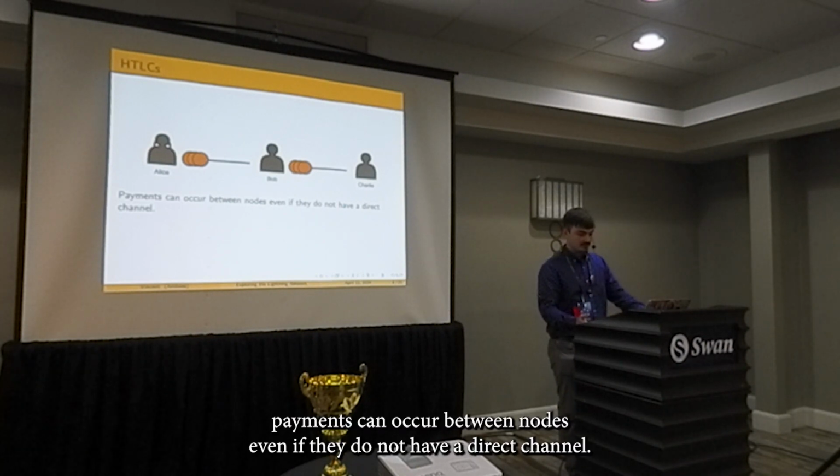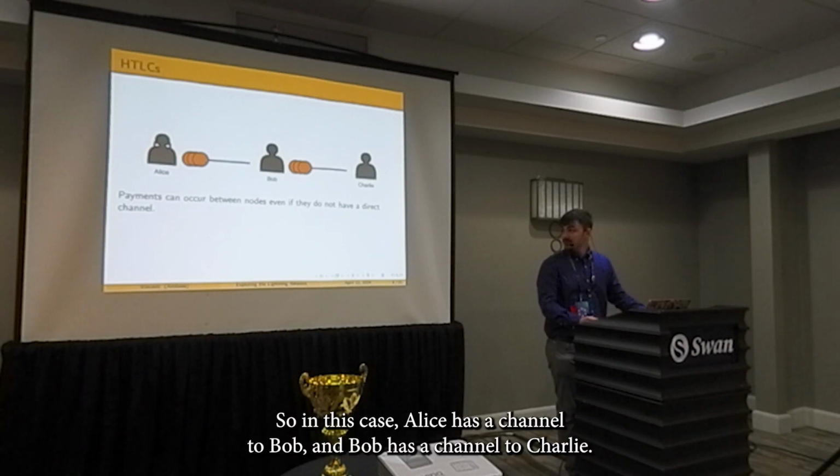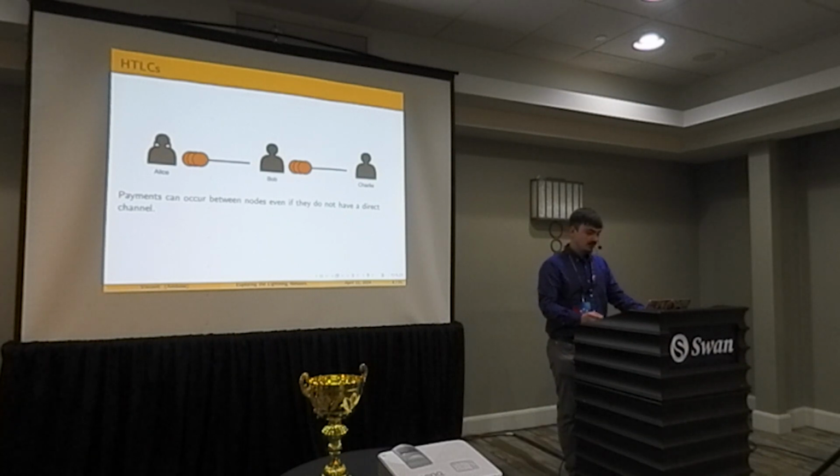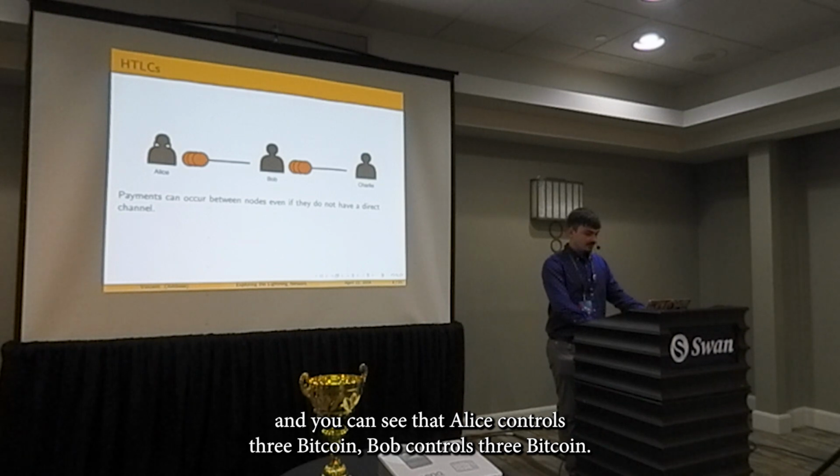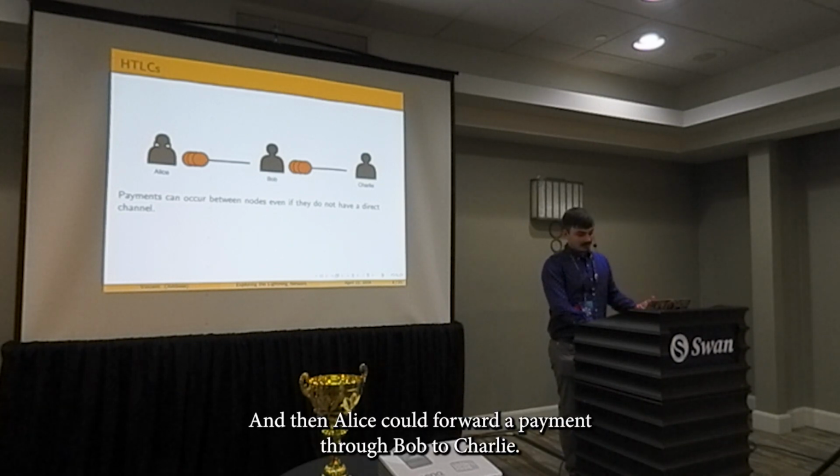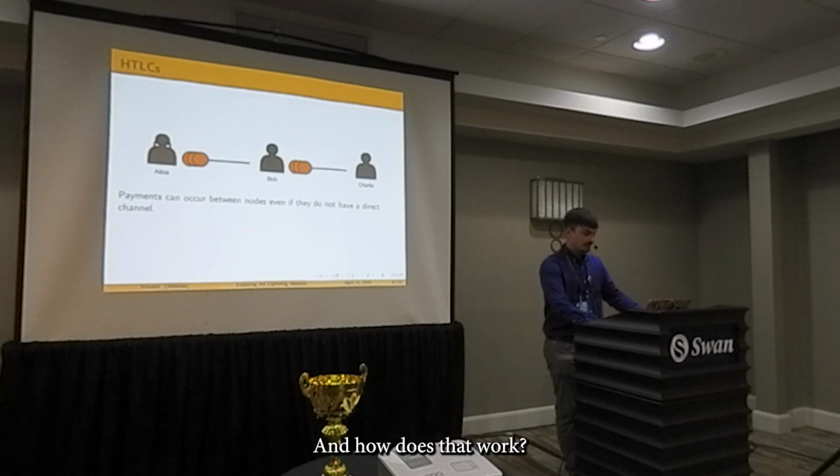Payments can occur between nodes even if they do not have a direct channel. So in this case, Alice has a channel to Bob, and Bob has a channel to Charlie. And you can see that Alice controls 3 Bitcoin, Bob controls 3 Bitcoin, and that Alice could forward a payment through Bob to Charlie. And how does that work?